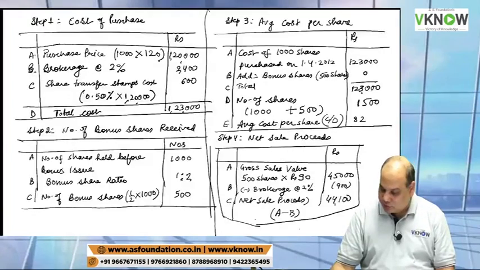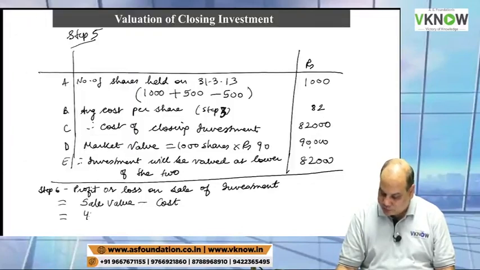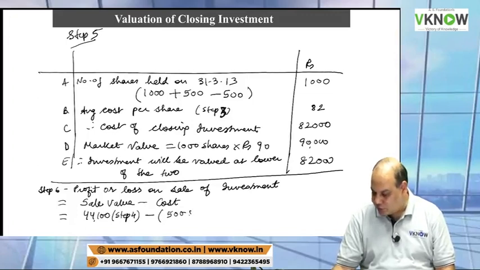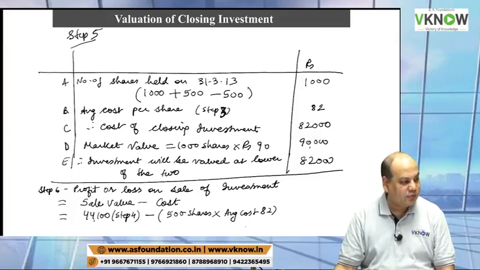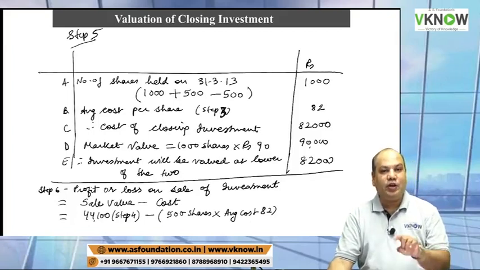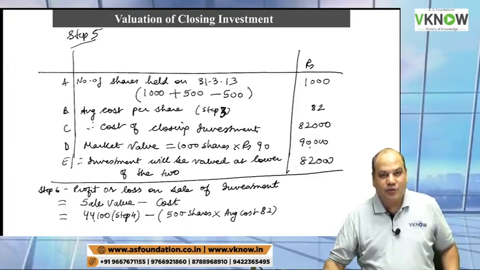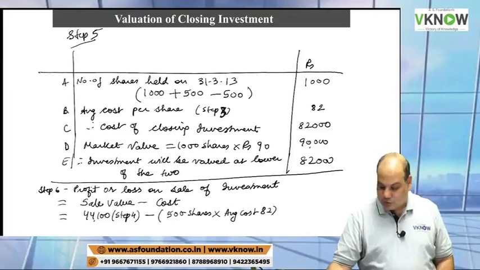Sale value is the value on the screen, step number 4: 44,100. And cost will be 500 shares into average cost 82. We will take average cost. To confuse you, they have written he has sold bonus shares. Bonus shares sold means 500 shares sold. But for costing purposes, we will take average cost.